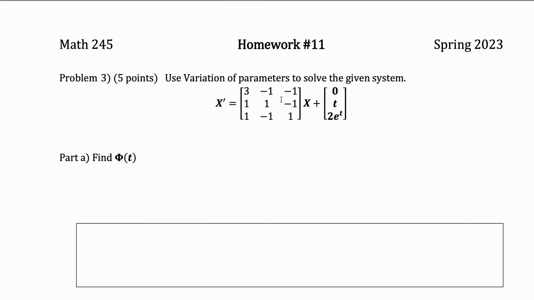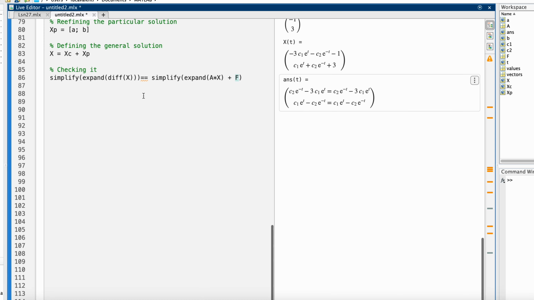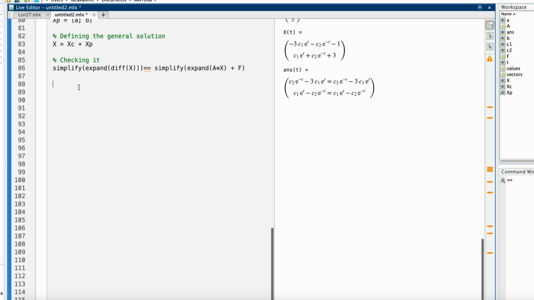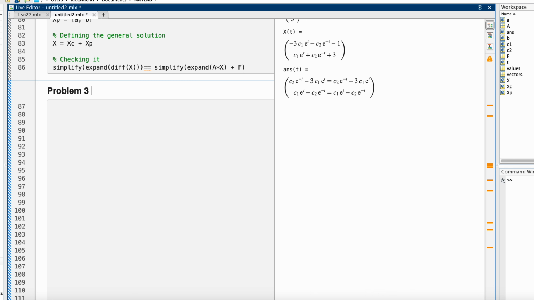To solve the given system. So let's go over to MATLAB and let's see how we can do this. So we'll say that this is problem 3, and we'll split it in parts. So we'll just say part A here.